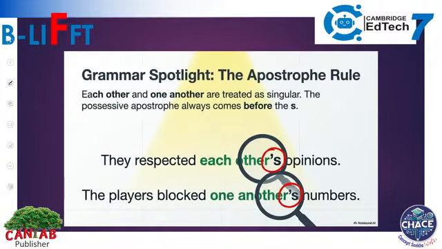Then apostrophe rule. Here's a rule for you. Each other and one another are treated as singular. The possessive apostrophe always comes before the S. They respected each other's opinion. Here we use apostrophe. The players blocked one another's numbers.